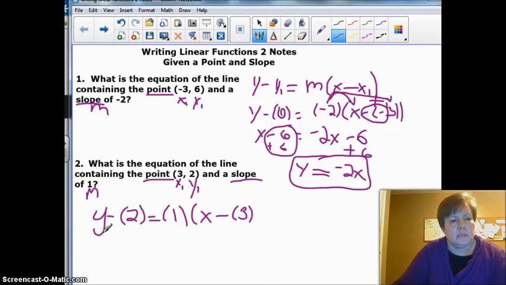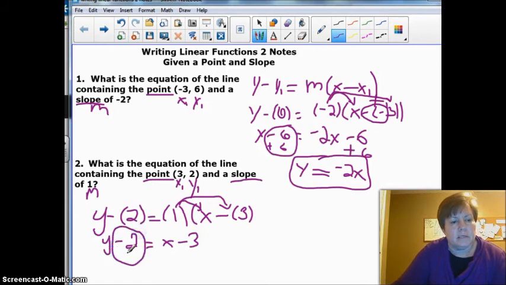Okay, so we start to work on cleaning that up a bit, and we have y minus 2 equals, okay, and then we distribute the 1. So we have x minus 3. And then again, I would like y to be by itself, so I'm going to turn that to 0 by adding 2. And what I do to one side, I do to the other. So we end up with y equals x minus 1.